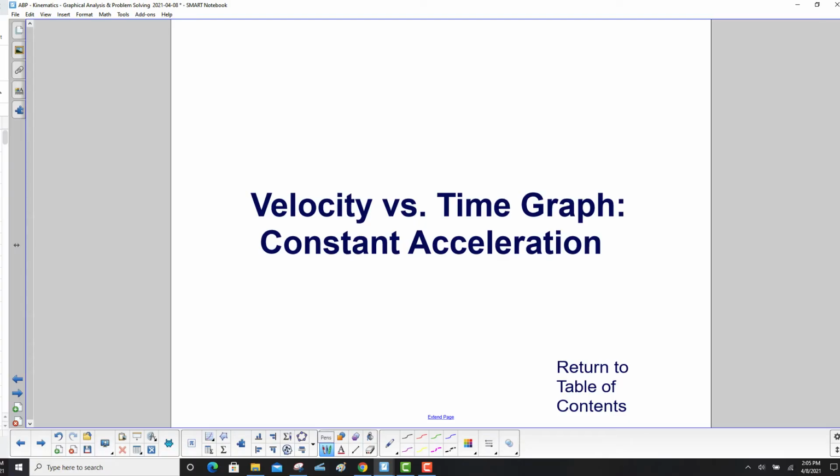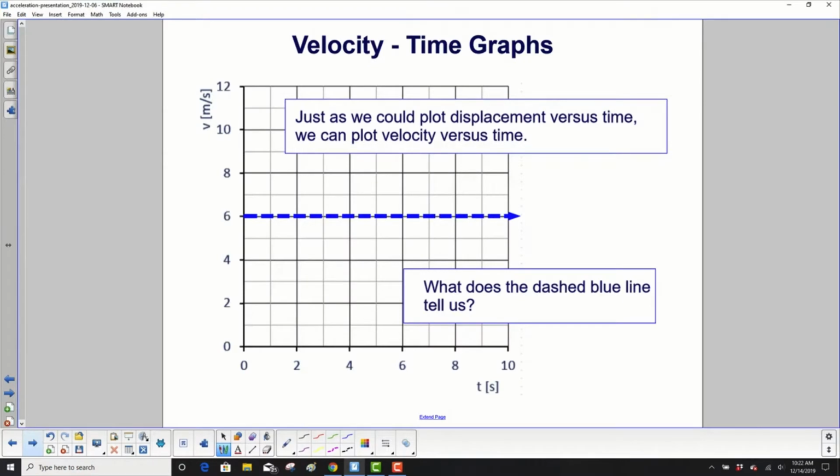Velocity versus time graph, constant acceleration. Just as we could plot displacement versus time, we can do the same with velocity versus time. So on a velocity time graph, velocity will be on the y-axis, time on the x. Notice how it's labeled, and it also has the units with it.